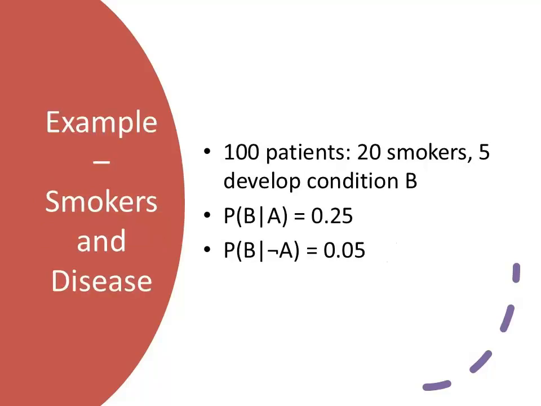Let's say we have 100 patients. Of those, 20 are smokers. Among the smokers, 5 develop a condition. That gives us a conditional probability of 5 divided by 20, or 25%. Among the non-smokers, only 4 develop the condition. That's 4 out of 80, or 5%. Clearly, the condition is more likely among smokers.